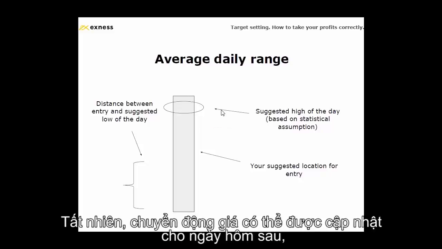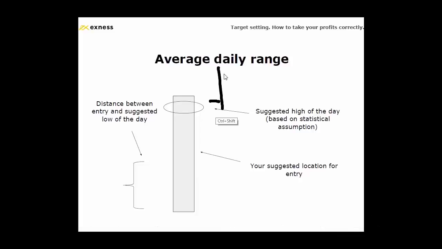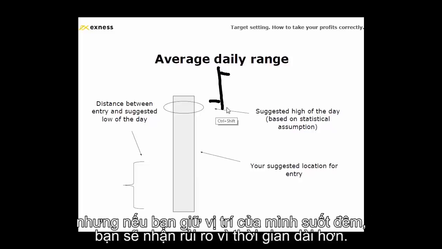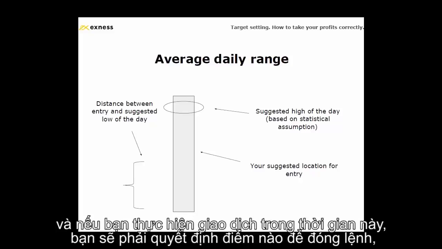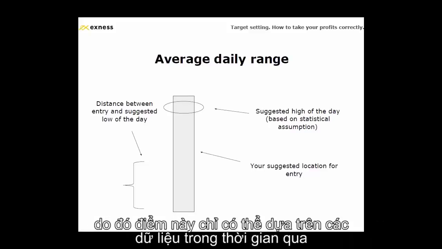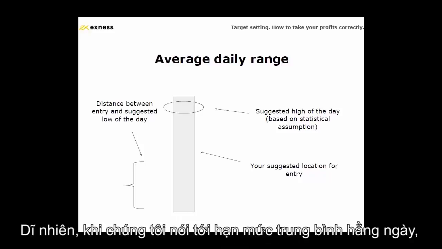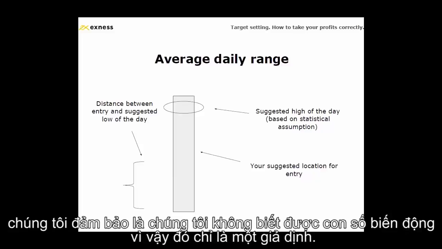Of course, price action can be updated for the very next day, but if you hold your position overnight, you automatically accept risks of higher time frames, so you can't afford tight stops or tight trailing stops in this case. And if you trade within a day, you are about to make a decision where to exit your position within this day, so it can be a reliable price calculated from the historical data. Of course, when we are talking about average daily range, we assume that we don't know the exact volatility of the bar, so it is an assumption.